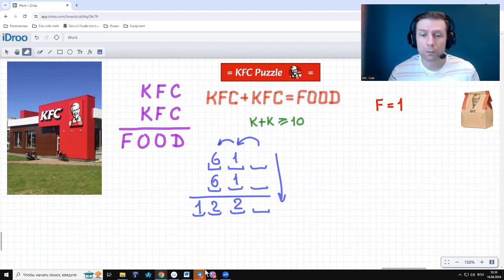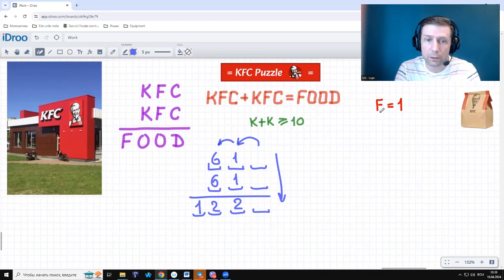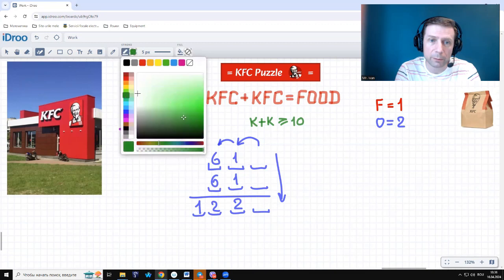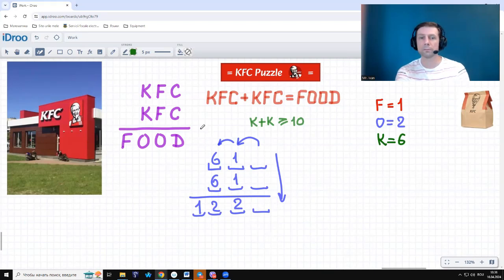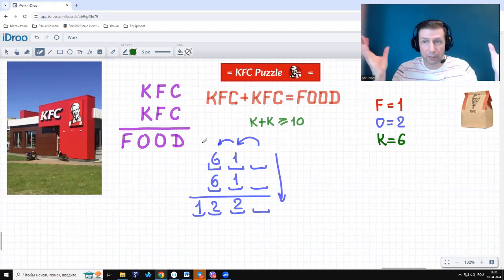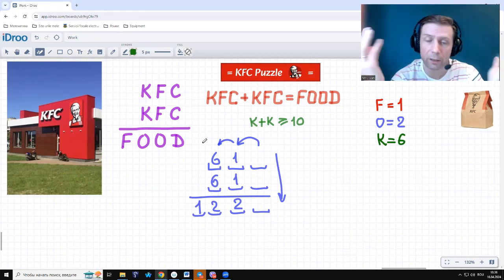Now, again, that's pretty good. So we could say now that F is 1, and let's say O is 2, right? O is 2, then K is 6. Let's use multiple colors. K is 6. It still looks like the very right column could be pretty much anything. C plus C. Okay, let's think about it.